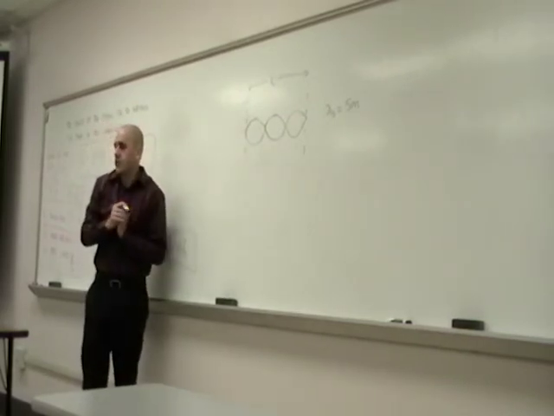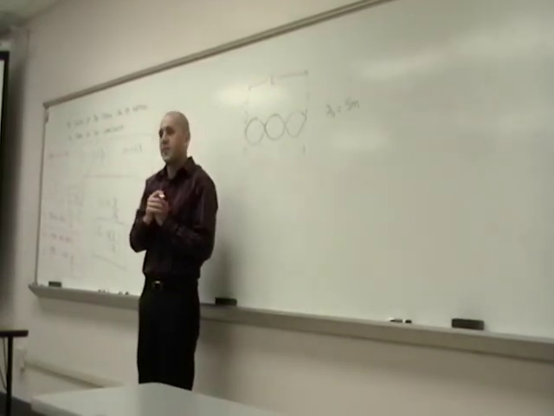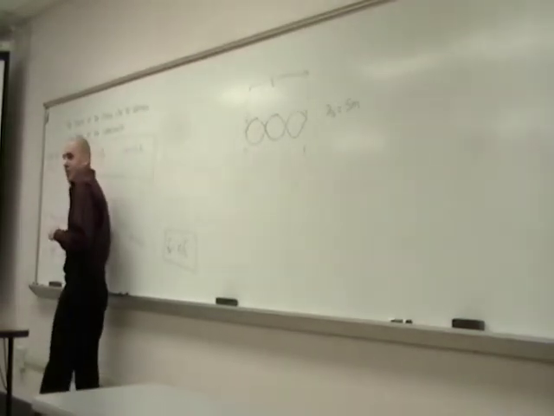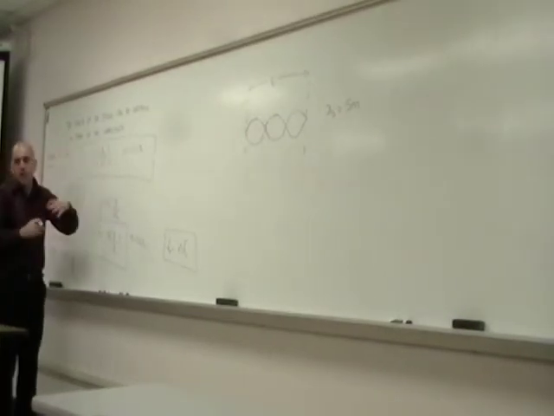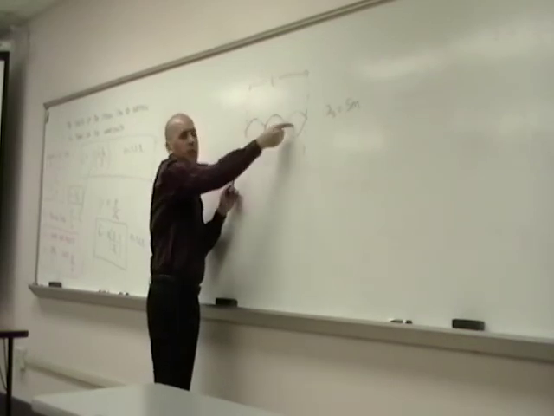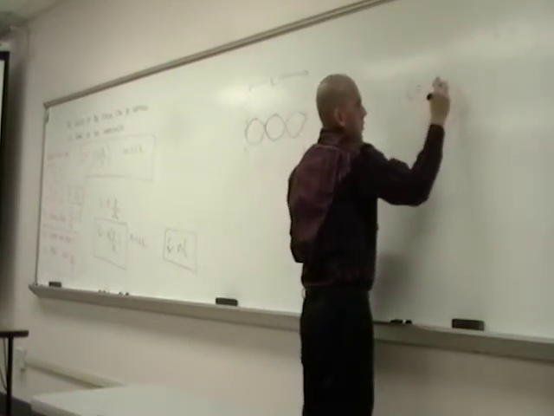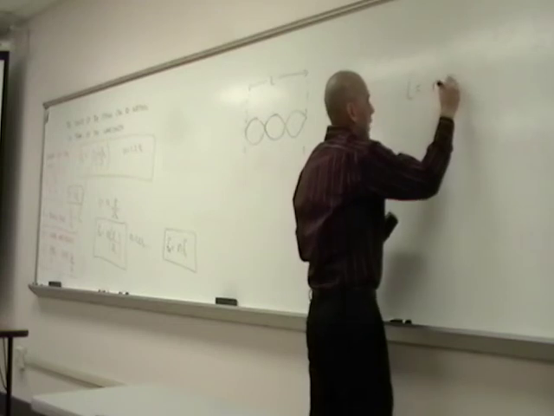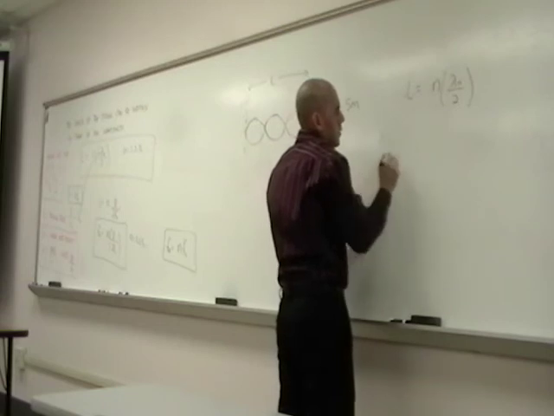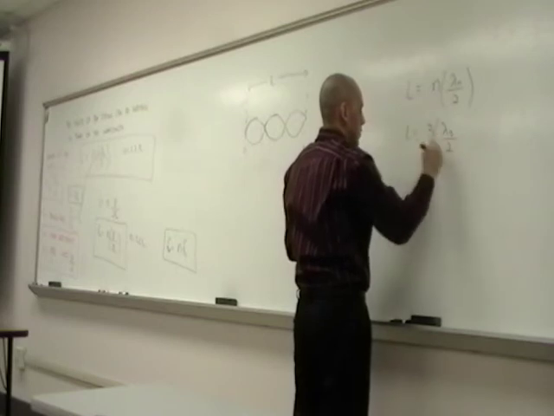How do you find the length of the string? From our equation. Just use one of your equations over here. Remember, the length is just equal to some multiple of these half wavelengths. So the length is equal to n times your wavelength over 2. We are on the third harmonic here, so our L is equal to 3 times lambda 3 over 2.